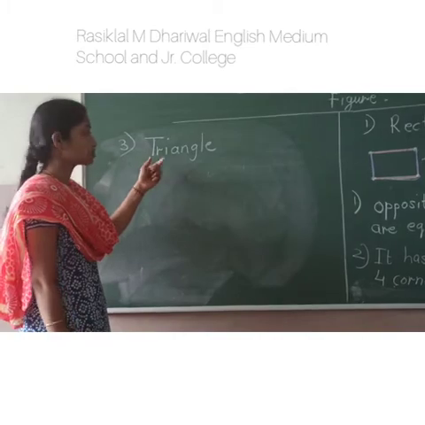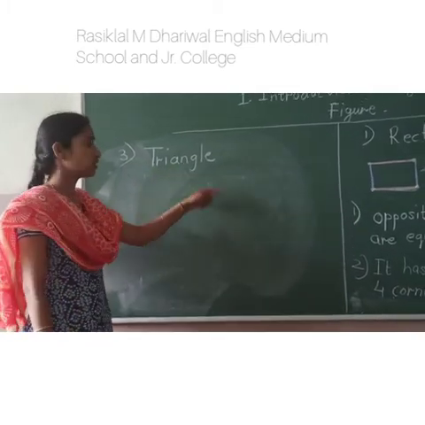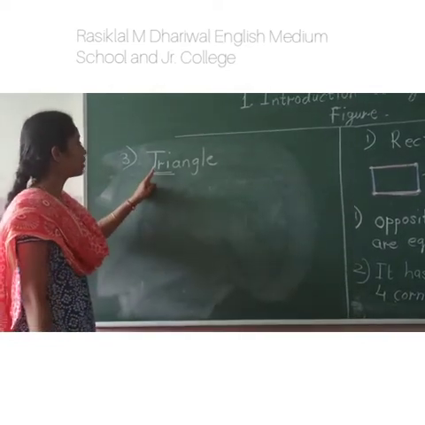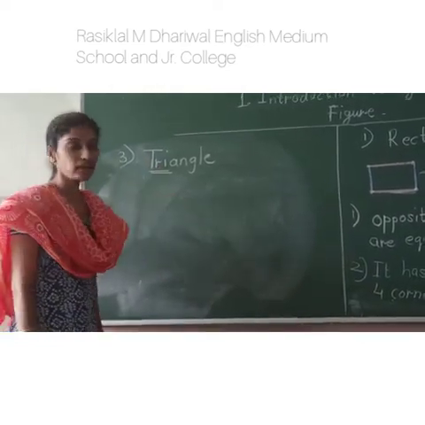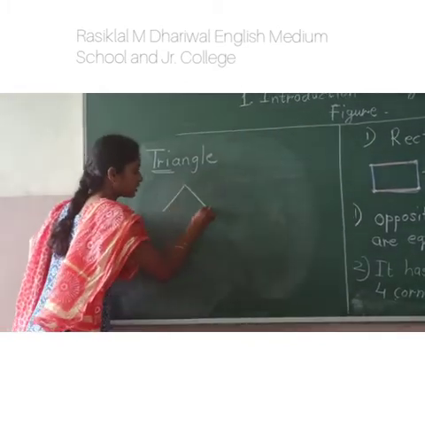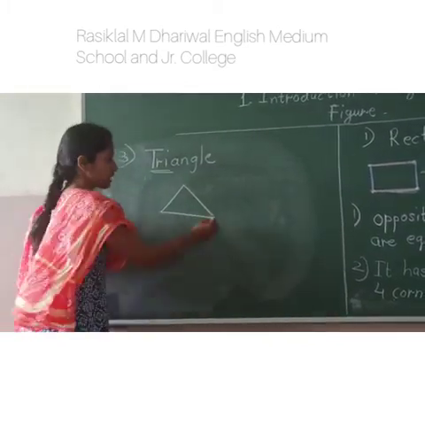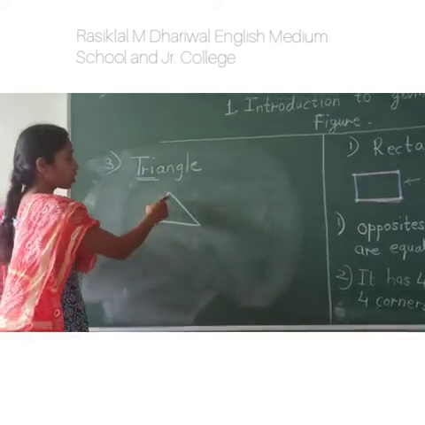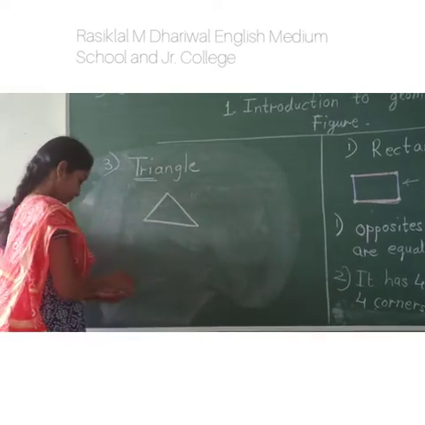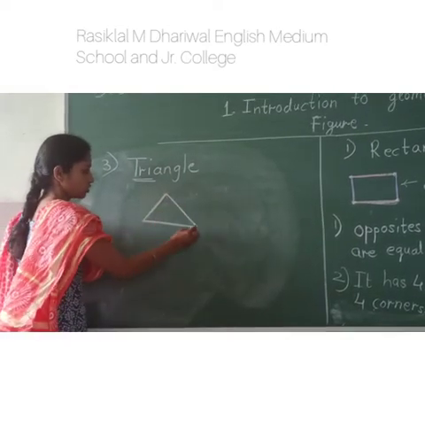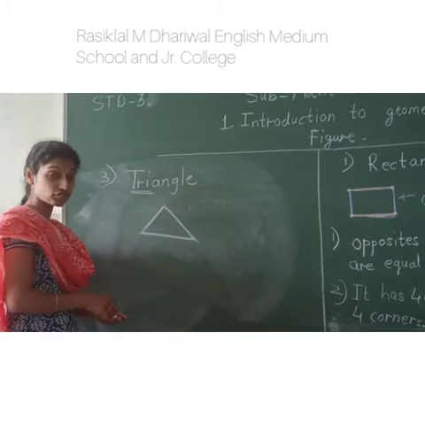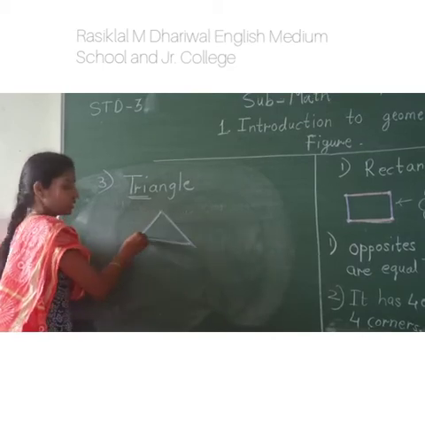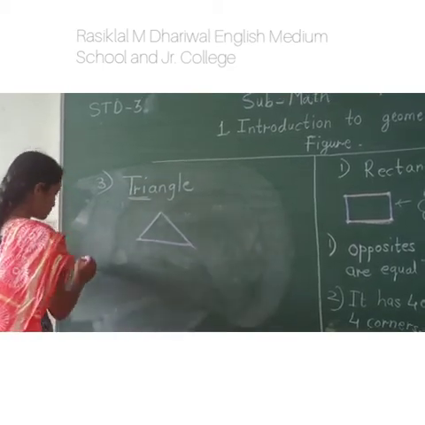Now, let's see the next geometrical figure, that is triangle. Children, by trying we can understand it. It is a three-sided figure. Triangle. Okay? So, how many corners? 1, 2, 3. And how many edges? How many sides? 1, 2, 3. Okay, children? Note down these features.